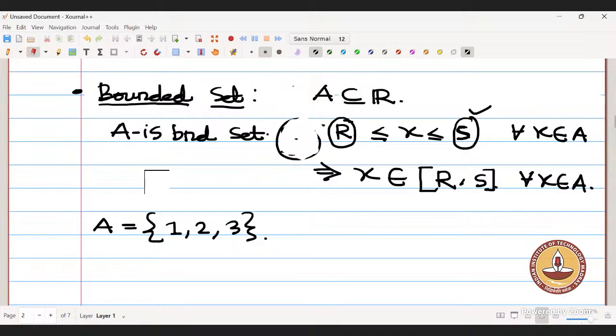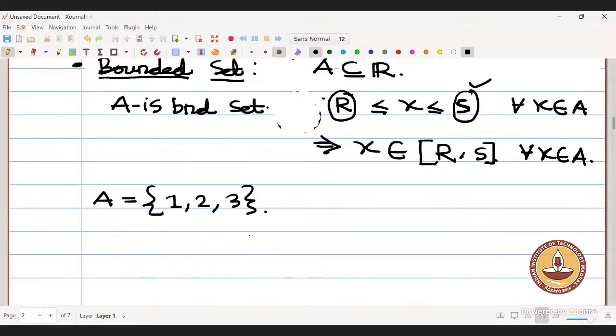Okay, sir. So suppose you consider this set A, 1, 2, 3. I can write that all the elements of this set A are certainly greater than or equal to 0, and as well as they are less than or equal to 4. Even you can write this as 3. The choice of R and S is not unique; we can have multiple choices. Even you can replace this with 5 and this with minus 1. It doesn't matter, but I should be able to find some finite numbers. That is the goal. So all the elements of A satisfy this condition, right? You got my point, Asit? So that means A is a bounded set.